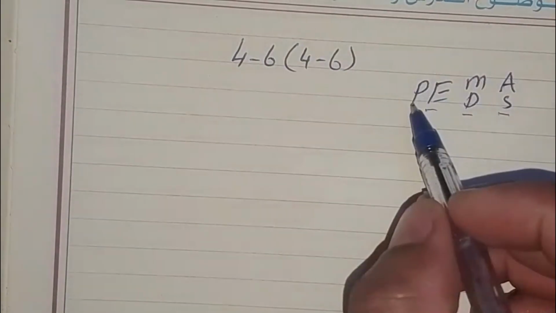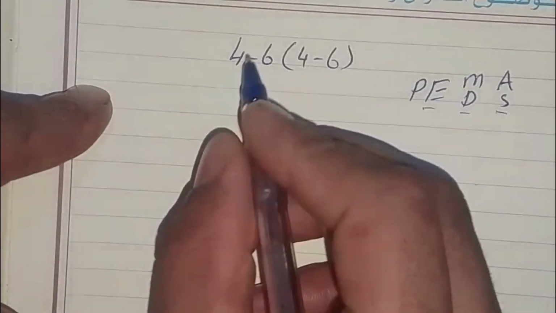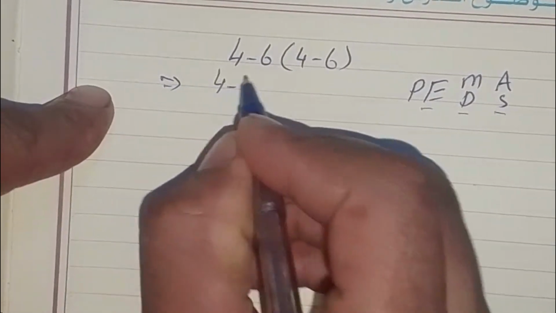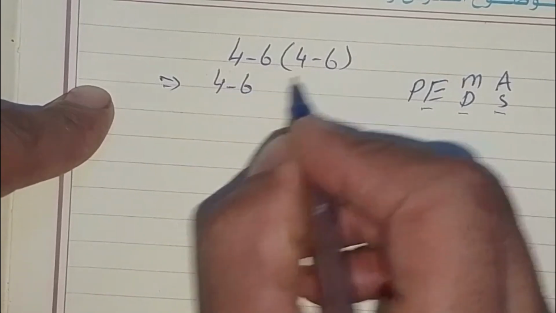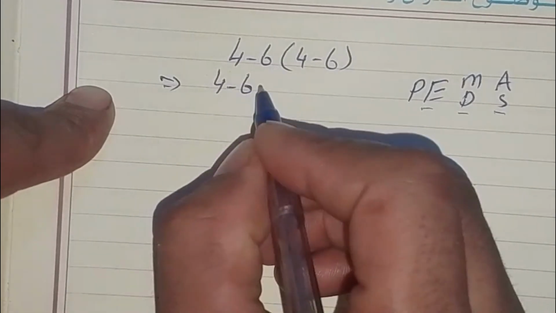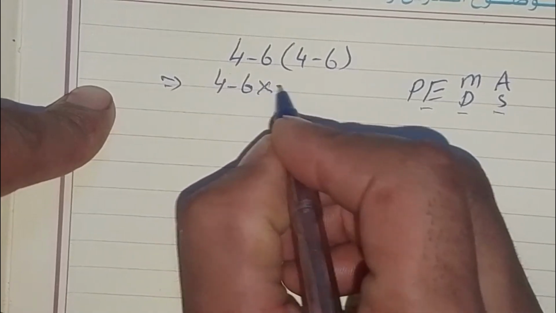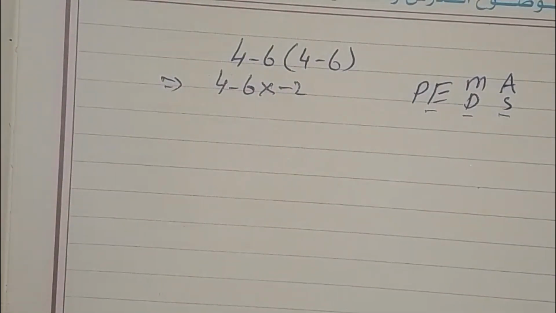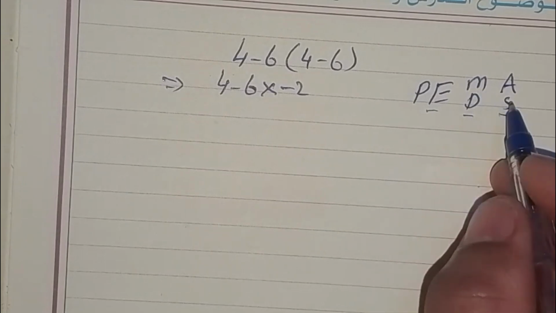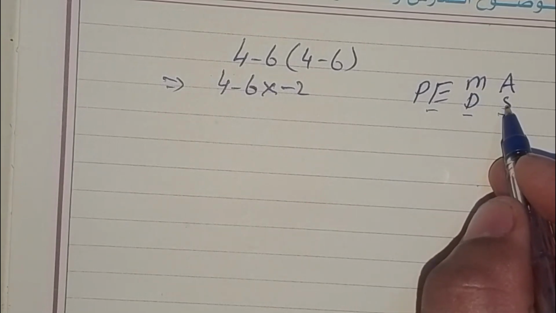So according to the rule, we solve the parenthesis. So they give us 4 minus 6 inside of the parenthesis. 4 minus 6 gives us minus 2, and here multiplication, minus 2. Now according to the rule, first we solve multiplication, then we solve subtraction.